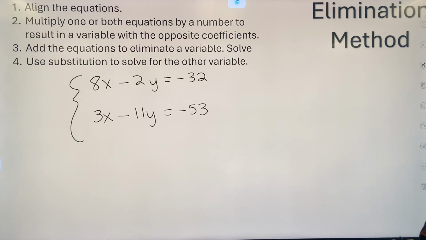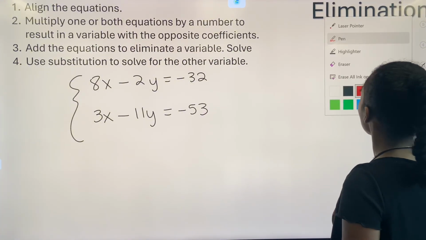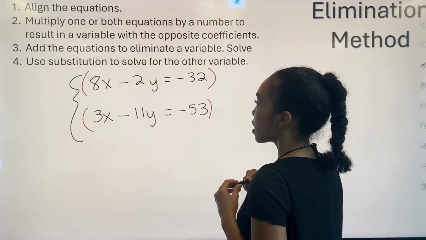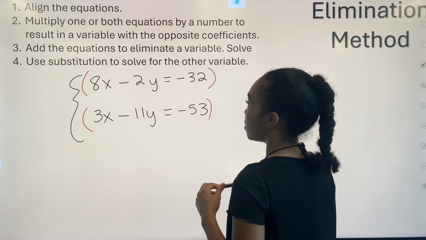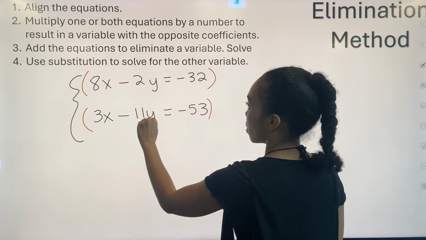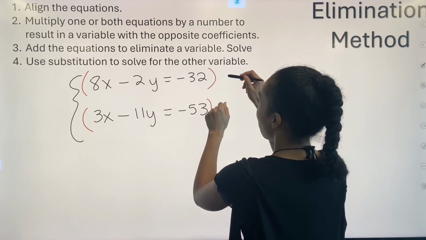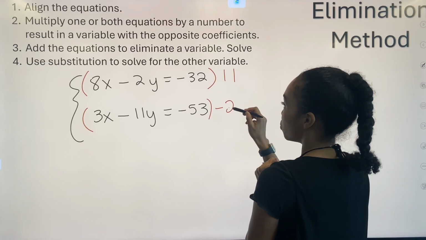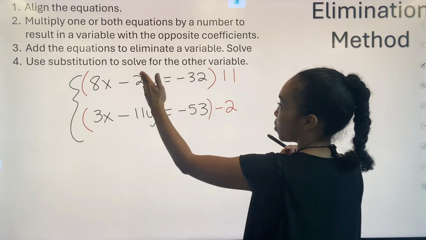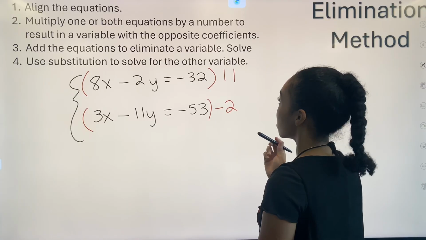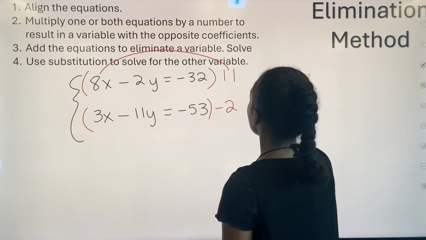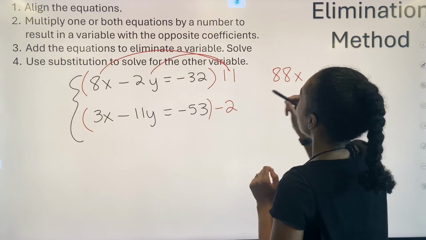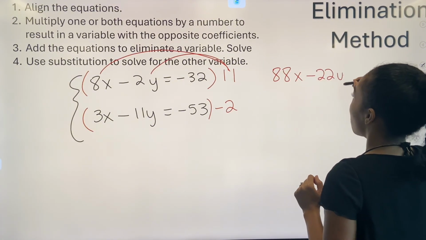Okay, continuing with the elimination method, I need to multiply. Let's see. This time I'm going to cancel out the y's. So if I multiply this top one by 11 and this bottom one by a negative 2, then these y's will cancel out. Let me show you how that happens. 11 times 8 is 88x. This will be negative 22y.